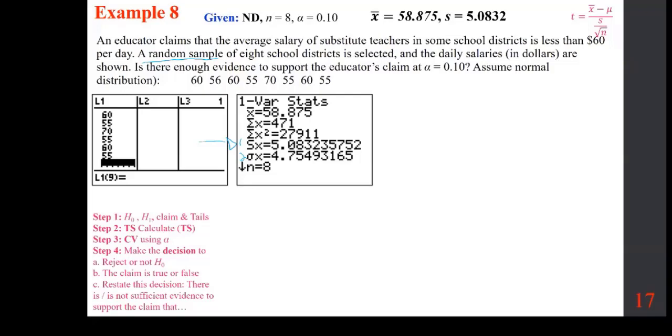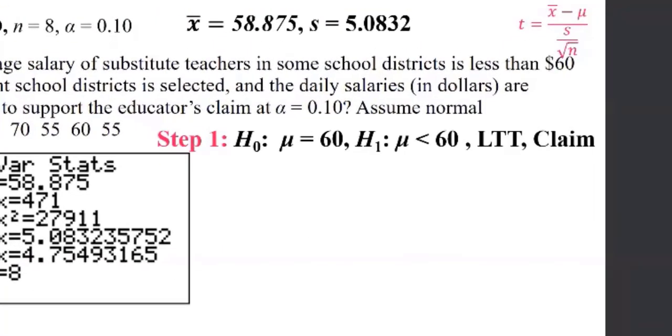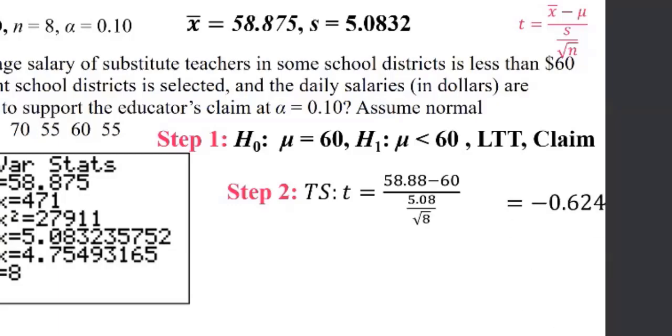Now we have that. Step 1 is very straightforward. H0: mu is 60, and H1: mu is less than 60, which is a left-tailed test and the claim. That's your first step. Your second step is calculating the test statistic. That's a very straightforward and simple process. Using the top formula, you can come up with the answer. You just plug it in. That's all you do. And you get the answer, which is negative 0.624.